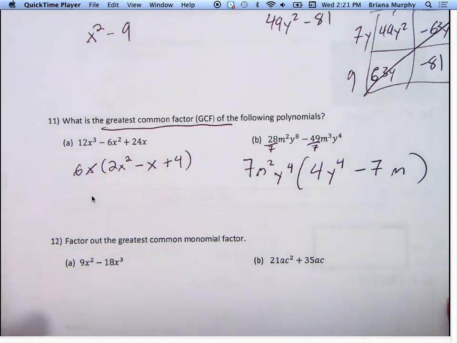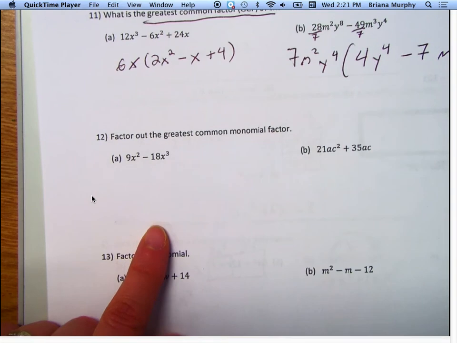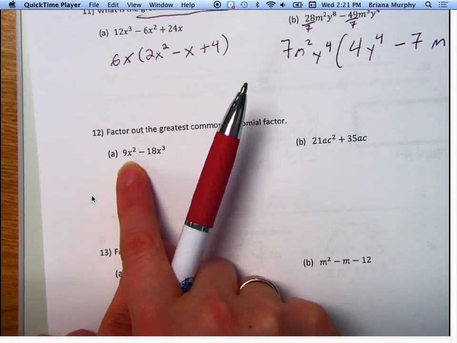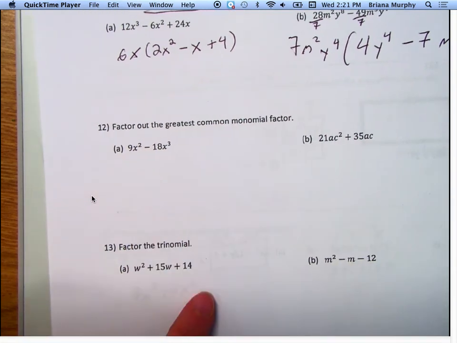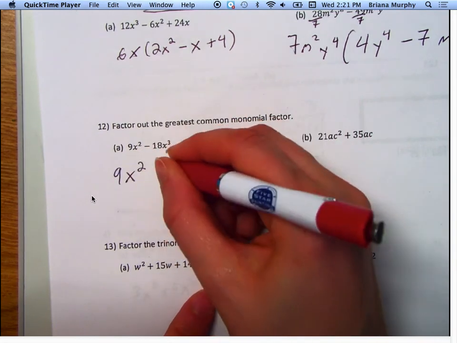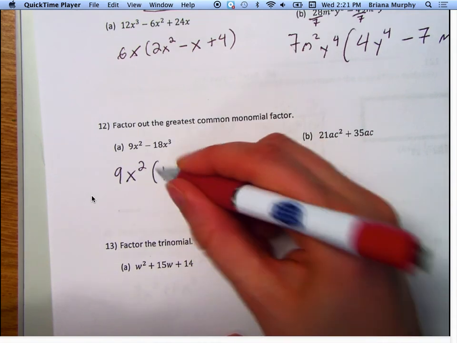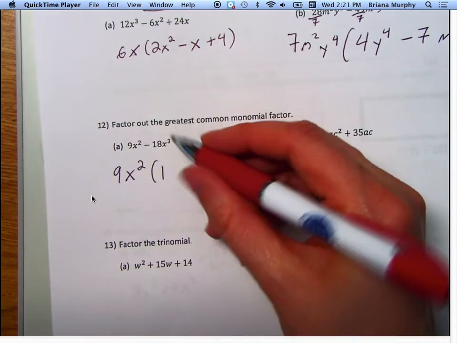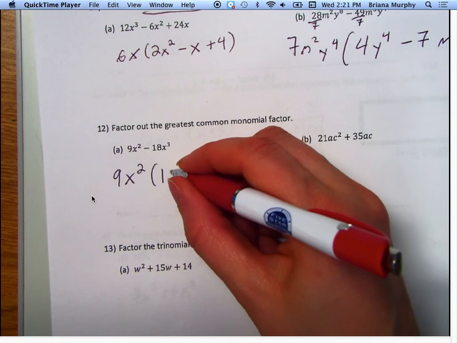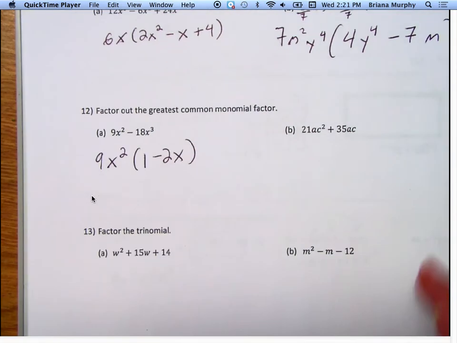Okay? All right, for this one I'm going to factor out the greatest common monomial. What goes into 9 and 18 evenly? 9x squared. So 9 times what gives me 9x squared? 1. 9x squared times what gives me negative 18x to the third? Negative 2x. Good. What goes into 21 and 35 evenly?